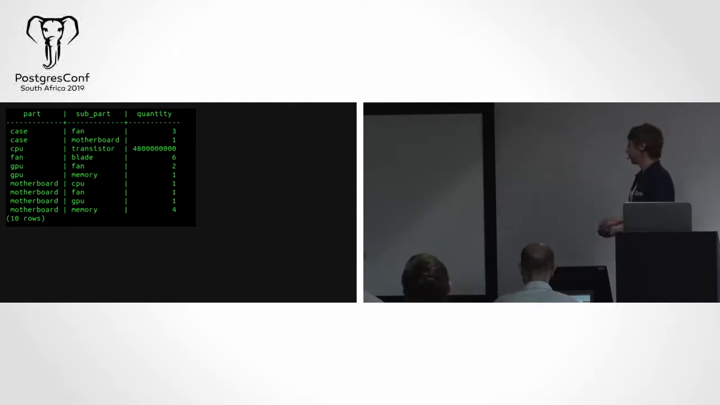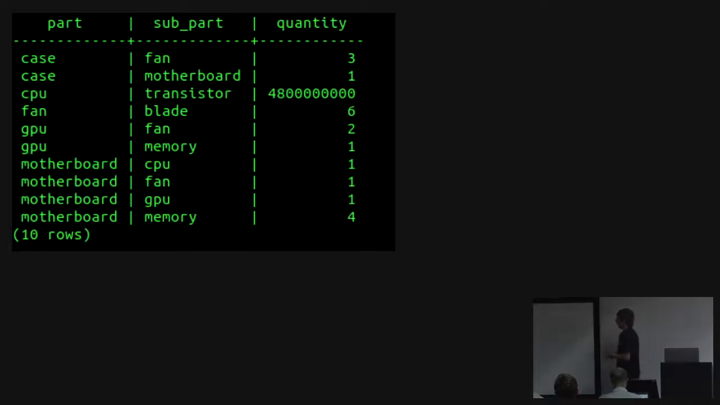Okay. A little example here. I made a little table. Not everything is there, don't get angry. This is sort of what a computer consists of, almost everything. It's in one table, but it's easy. It's a part, and there's a subpart, and how many of those would be in that part. Okay? Do you understand the table? So in a case, there are three fans. In a case, there's one motherboard. And then at the bottom, you'll see, like, in a motherboard, there's one GPU, stuff like that.